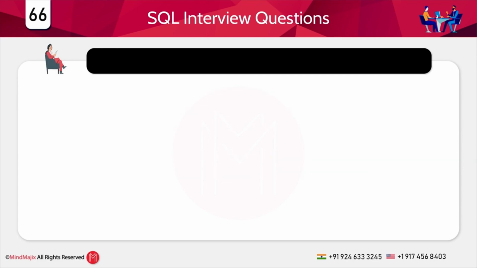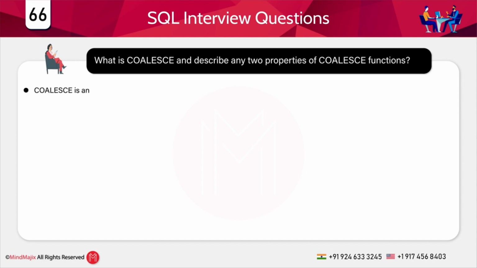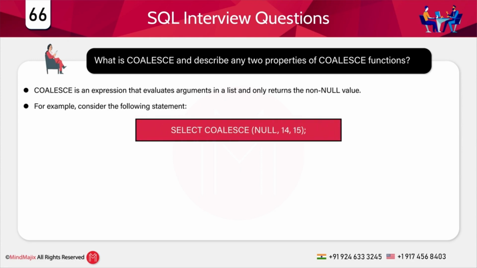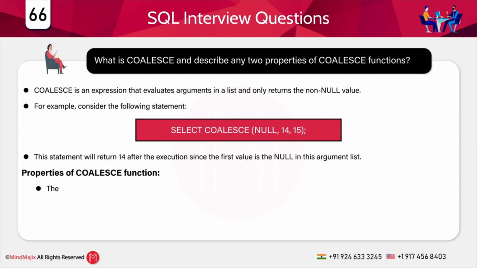The next question over here is, what do you mean by coalesce, and describe any 2 properties of coalesce functions? Coalesce is an expression that evaluates arguments in a list and only returns non-null values. For example, if you consider the statement, select coalesce(null, 14, 15), this statement will return 14 after the execution, since the first value in this argument list is null. Now if you talk about the properties of coalesce functions, the data type must be the same, and it functions as a syntactic shortcut for the case expression. So these are the properties, or you can say the highlights, of coalesce functions.